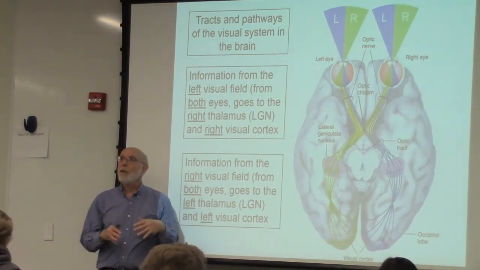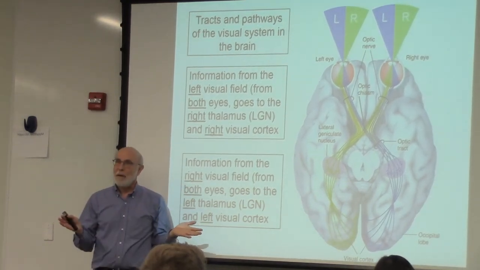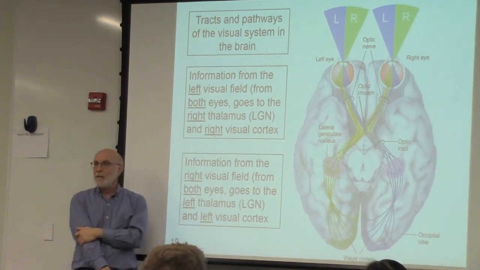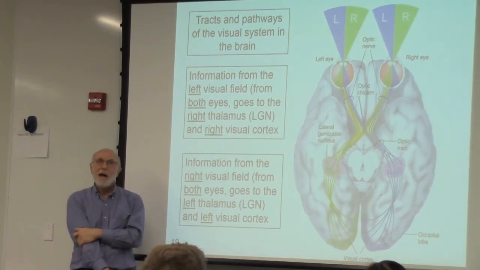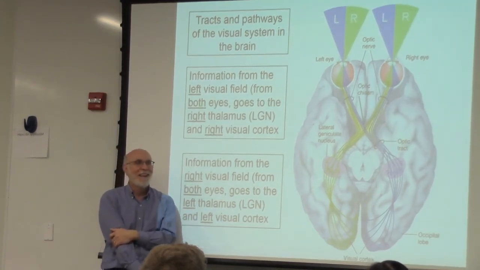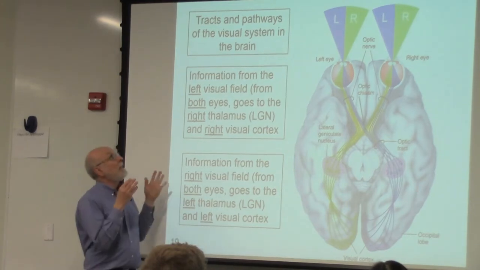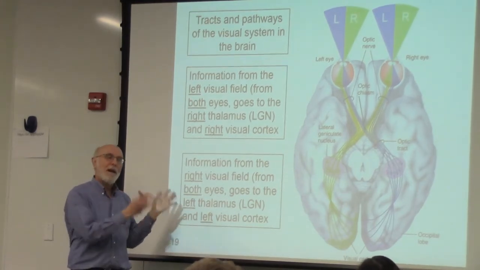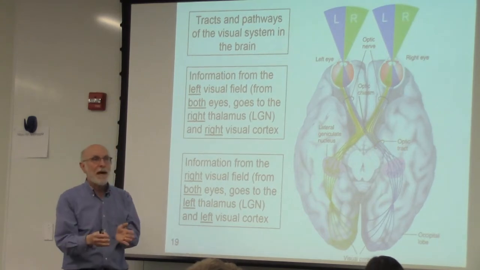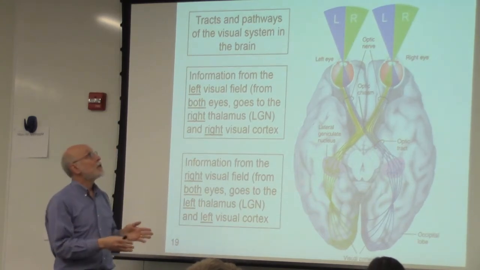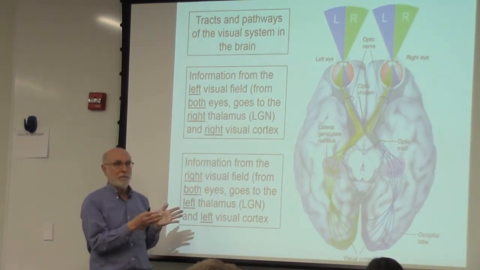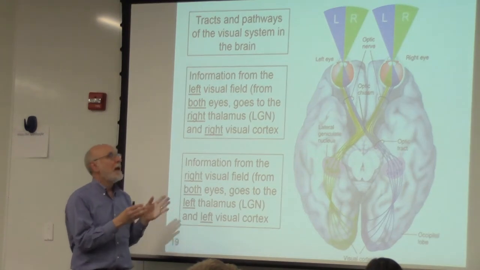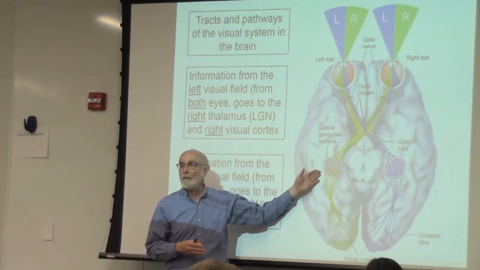But you don't want to remember what I'm not going to tell you. And you can probably predict what I'm not telling you, right? But I'm not going to say it because you'll tend to remember it. Remember that the information from the left visual field ends up in the right lateral geniculate nucleus, and information from the right visual field ends up in the left lateral geniculate nucleus.